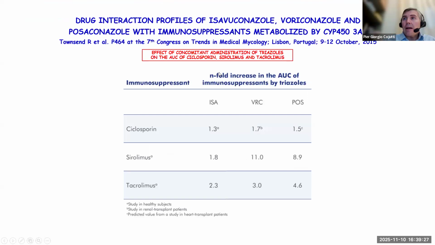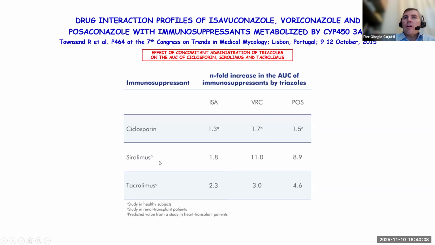In order to give you some magnitude of the extent of the interaction between triazoles and immunosuppressants, I would like to focus on this table, which reports the fold increase in AUC of the immunosuppressant, here cyclosporin, sirolimus, or tacrolimus, when isavuconazole, voriconazole, or posaconazole are used in a patient. So, for example, with voriconazole, you should expect an increase in cyclosporin exposure of 1.7-fold with respect to a patient who is not taking voriconazole.